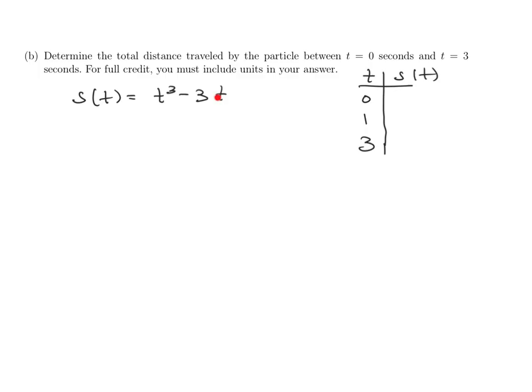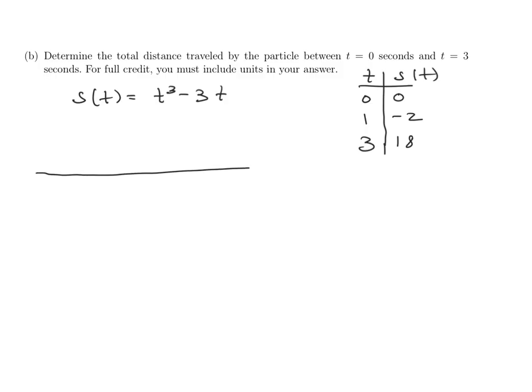If you put 0 in place of t into this formula, s of 0 is 0. If you put 1 in place of t, that's 1 minus 3, so that's negative 2. And then if you put 3 into this formula, that's going to be 3 cubed, which is 27, and then you have 27 minus 9, and that simplifies to 18. So how far did this particle travel over that first 3 seconds?